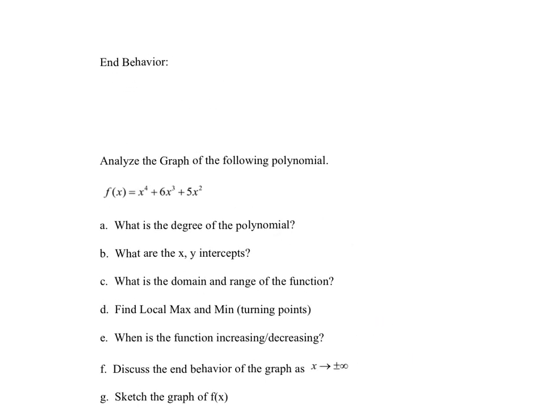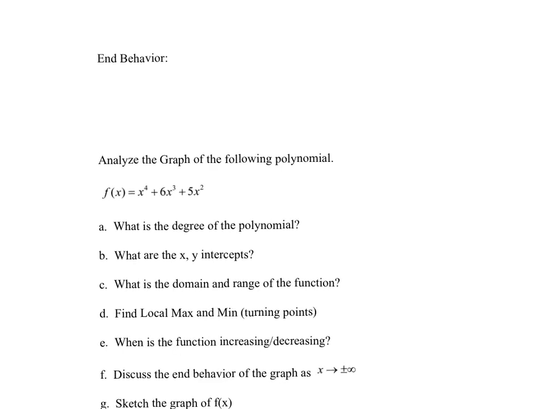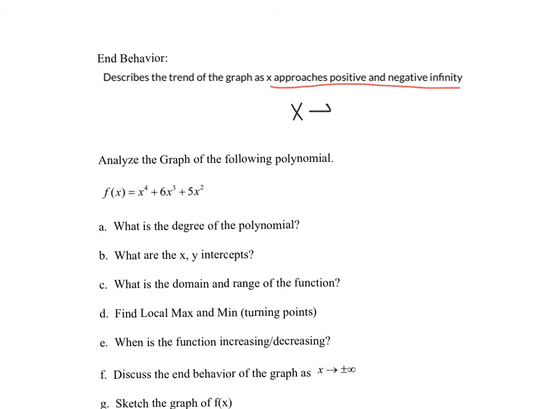So the last thing we're going to look at to tie it all together is end behavior. When we talk about end behavior, it describes the trend of the graph as x approaches positive and negative infinity. And the way we write the statement x approaches positive and negative infinity is to say x, and then we draw an arrow, and then we say positive or negative infinity.